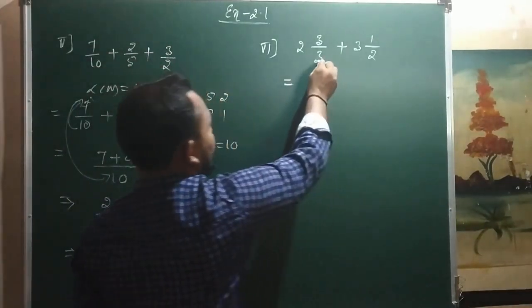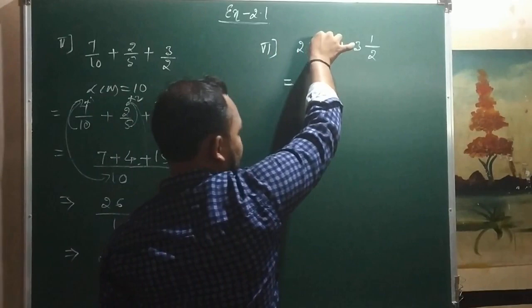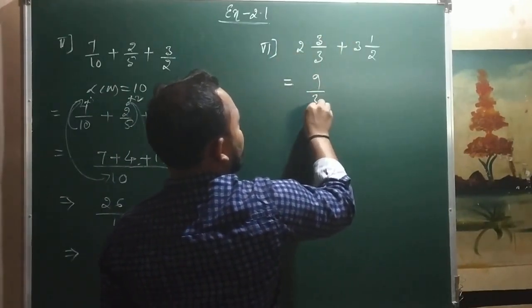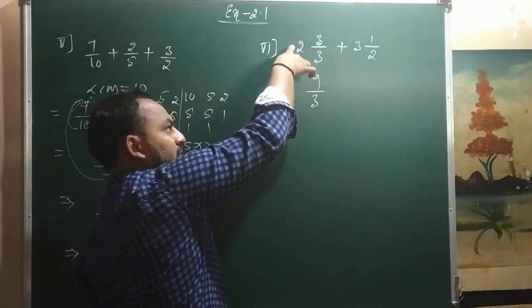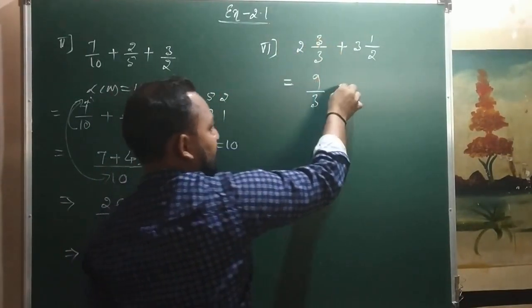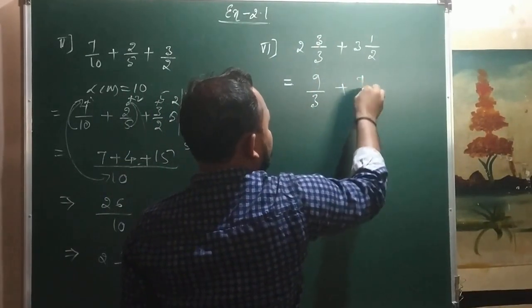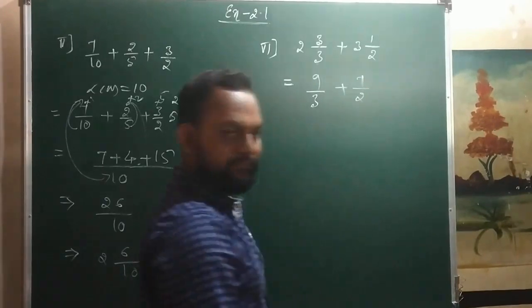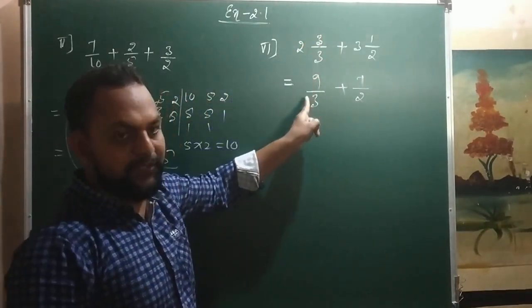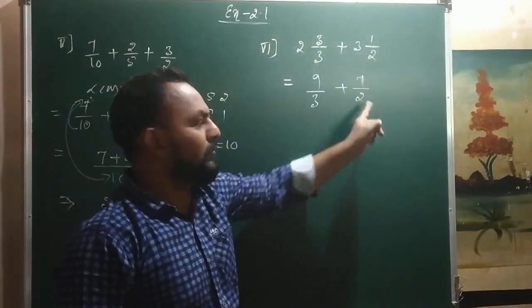Next, 3 2s are 6, 6 plus 3 is 9 by 3. Then 3 2s are 6, 6 plus 1 is 7 by 2. So the fractions become 9 by 3 plus 7 by 2.